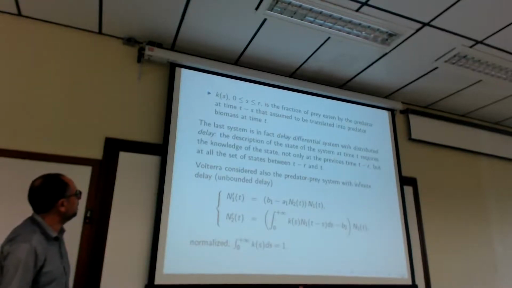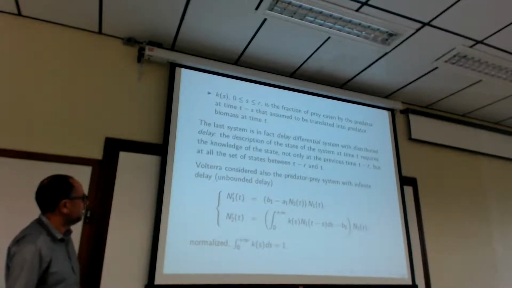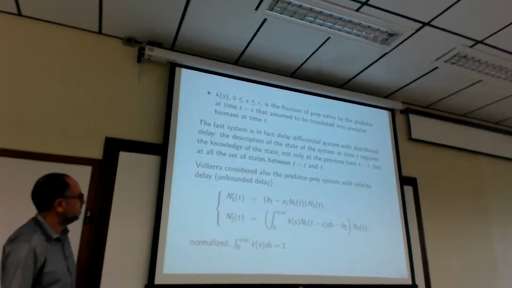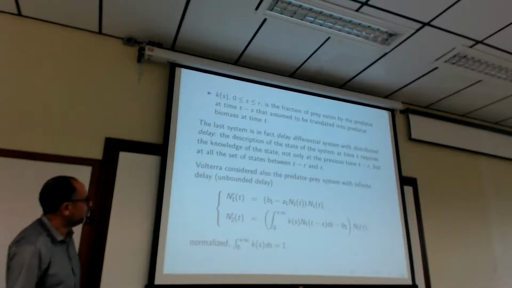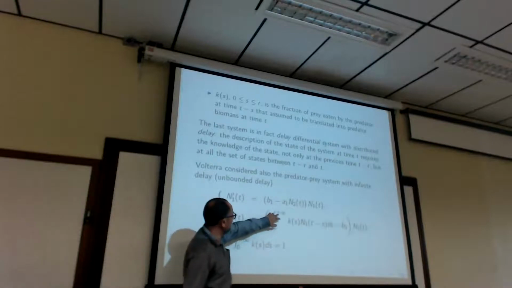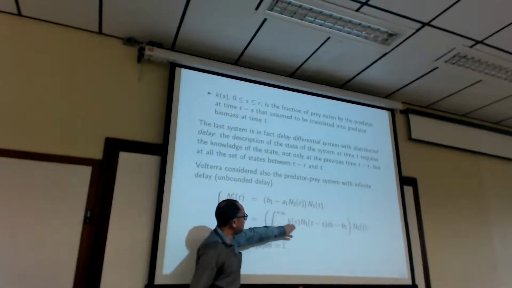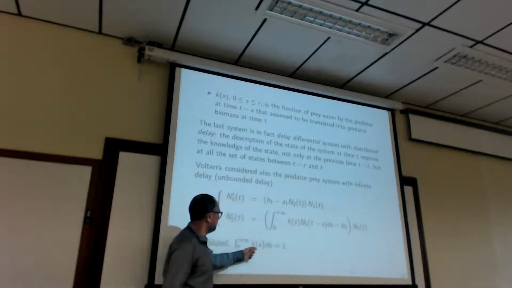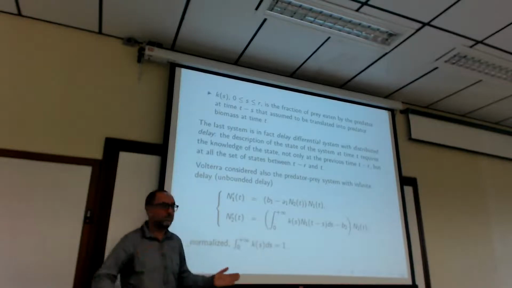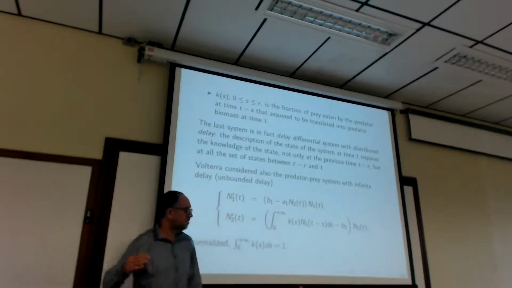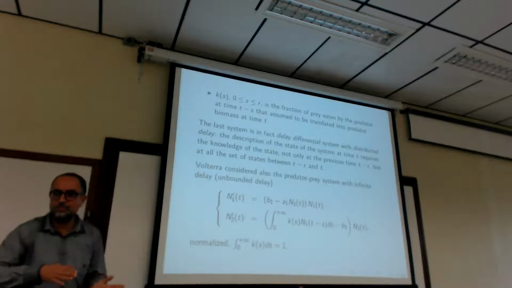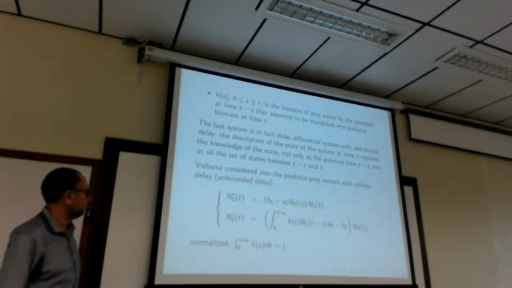It was also introduced by Volterra, and this is also a predator-prey system. Of course, when you take plus infinity here, the function k must, for example, go to 0 near minus infinity to have something correct.